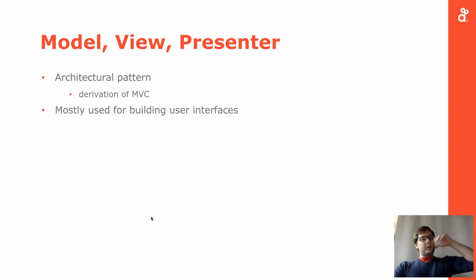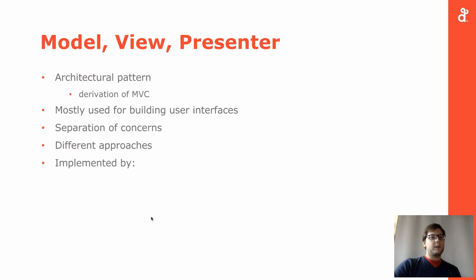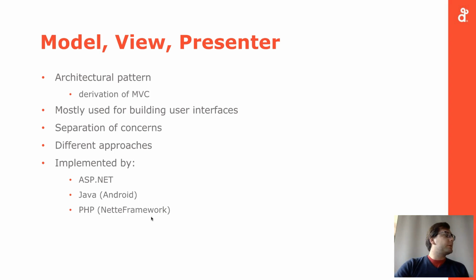It's mostly used for user interfaces, so UI basically, which means it's mostly used for apps. I learned it from Android, and they use it pretty much for everything now. But in the web sense, we can use it for client-side scripting and organization of JS. It has a great separation of concerns, and we're going to see how that is done. And there are many different approaches, and it's basically implemented by ASP.NET. They use it on most of their stuff, Java in Android, and PHP .NET framework had it, but I don't know if it's really good for backside of the applications.